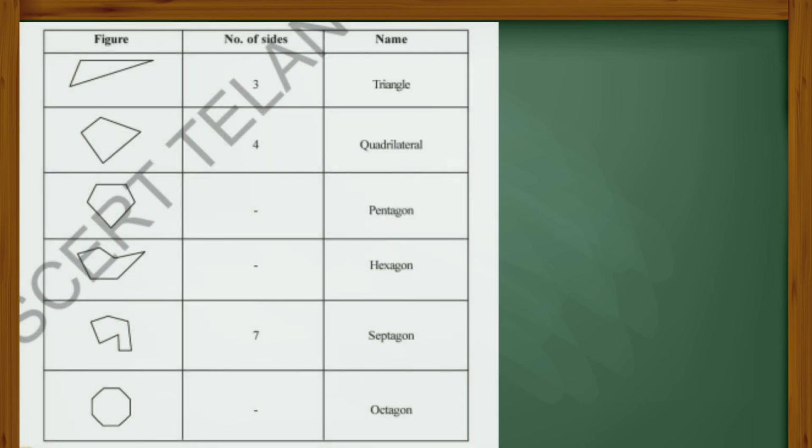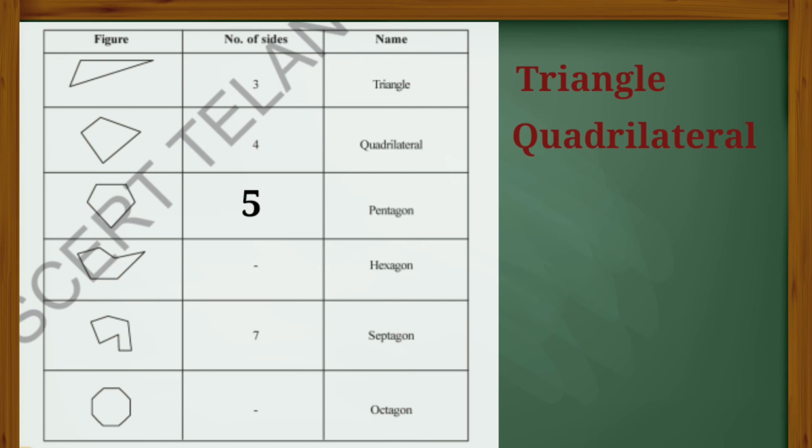Children, observe the table carefully. Here, some figures have been given and the number of sides and name is also given. Observe the first figure. It has 3 sides. So, the name is called a triangle. See the second figure. It has 4 sides. It is called a quadrilateral. Now, come to the third figure. How many sides does it have? Yes, it has 5 sides and it is called a pentagon.